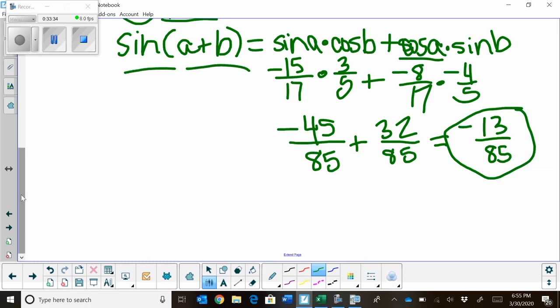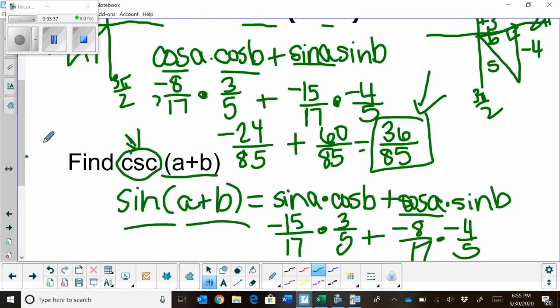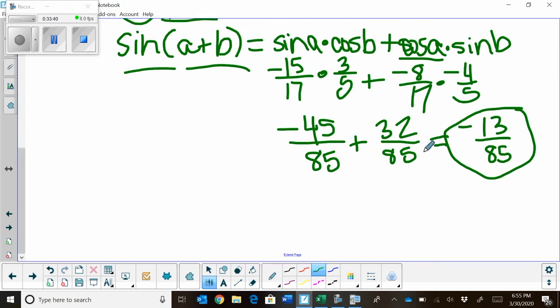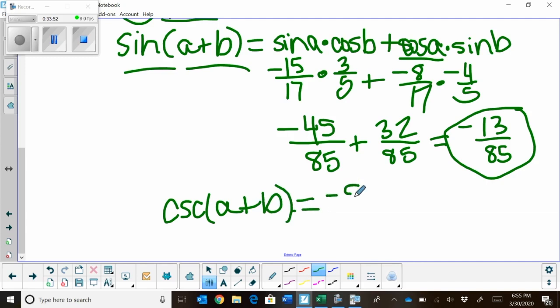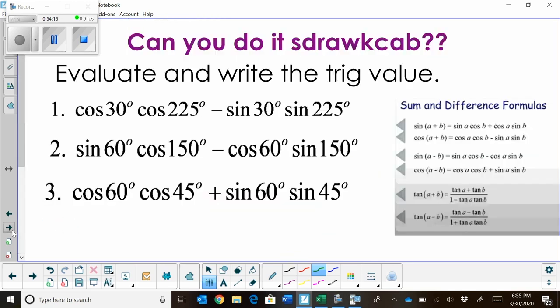Now, we didn't want the sine. What did we want? We wanted the cosecant. So what are we going to do? We're going to take its reciprocal. So the cosecant of A plus B would then be -85/13. And there's our answer. So yes, I have the negative with the 13, and you can write it as 85/-13, but typically we just keep the negative with the numerator up top because the term is negative. That's just a term. So there we go, and that's how you'd evaluate those sums.